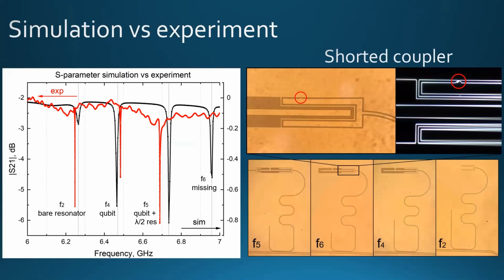Okay, and now you can see the S21 parameters which were measured on the real structure. It's the red curve, and the simulated peaks are drawn in black, and you can see that there is one peak missing in reality. It's the highest frequency. When I looked under the optical microscope, I could see that there is a short in the coupler. But other resonances more or less coincide with the simulation.